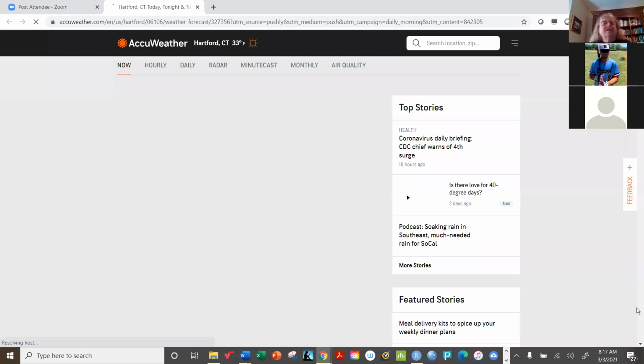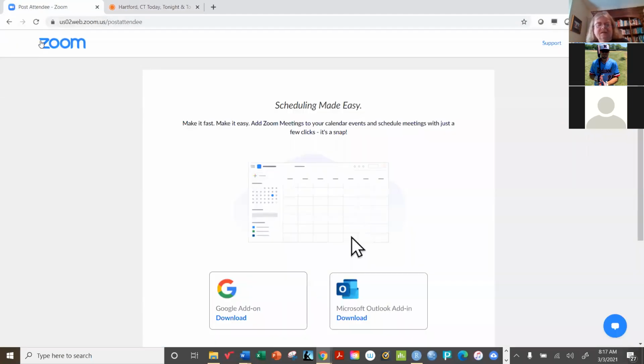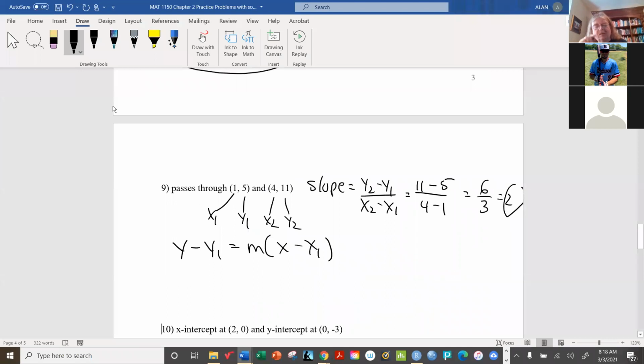Okay. Oh, it's determined to make us look at the weather, isn't it? That's the annoying part. I don't mind the pop-ups, but when it sort of forces you over to that website, that's pretty annoying.